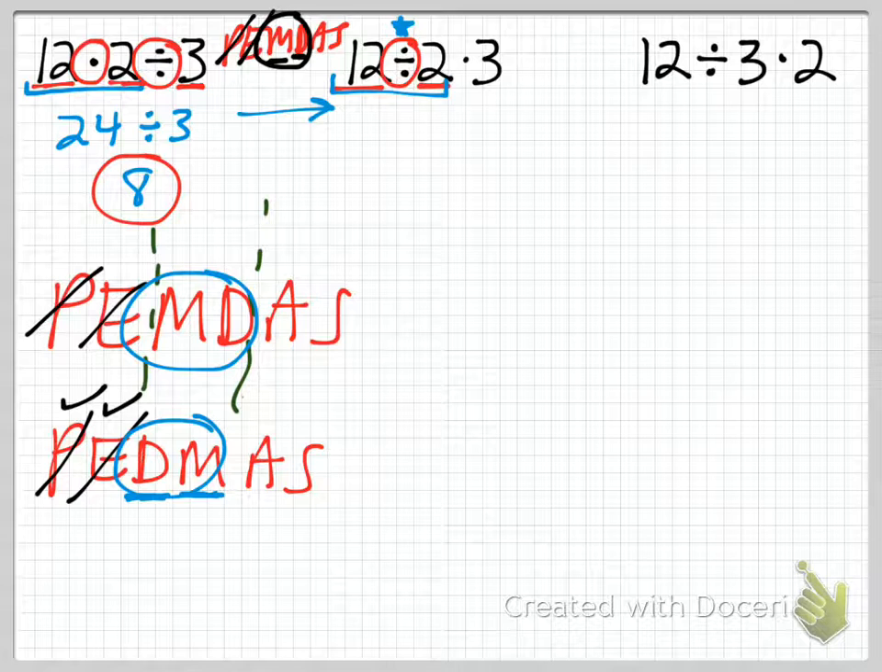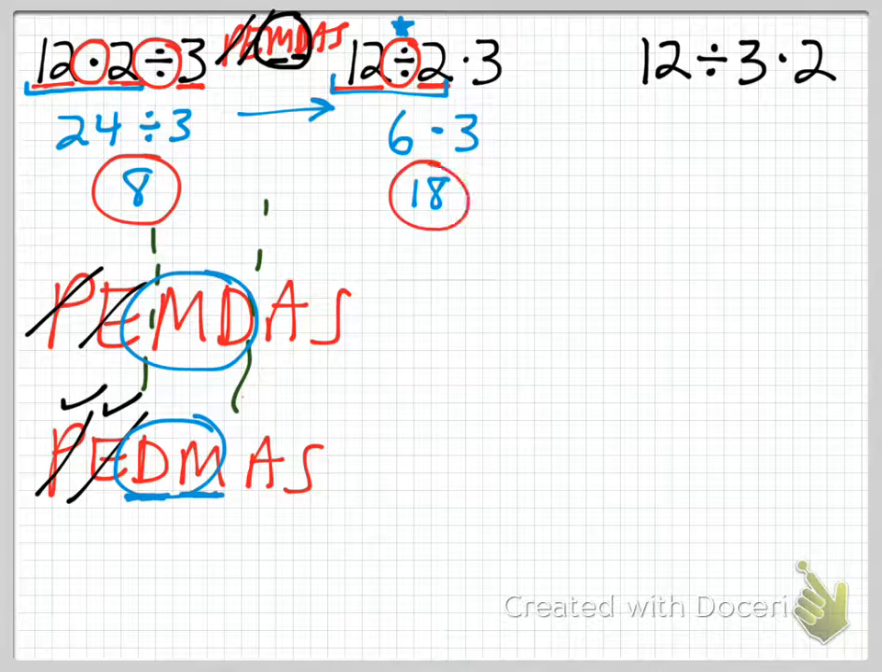So in other words, 12 divided by 2, we know that that's 6. And then we're going to get 6 times 3, we know to be 18. So the simplified version of this expression is 18. We put a division symbol first.